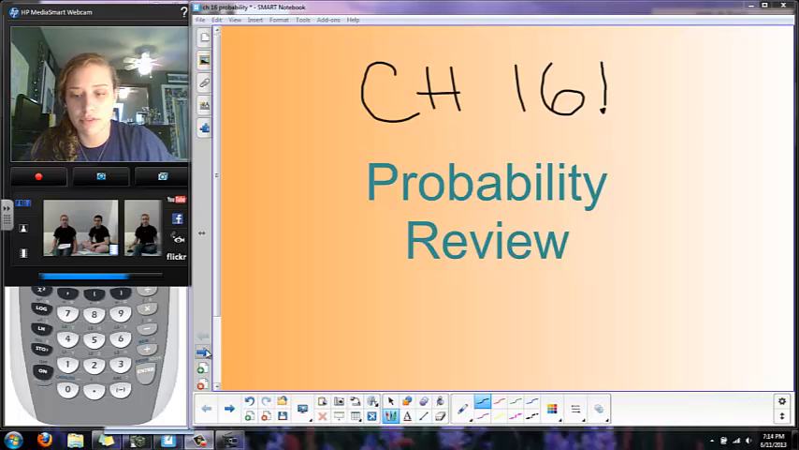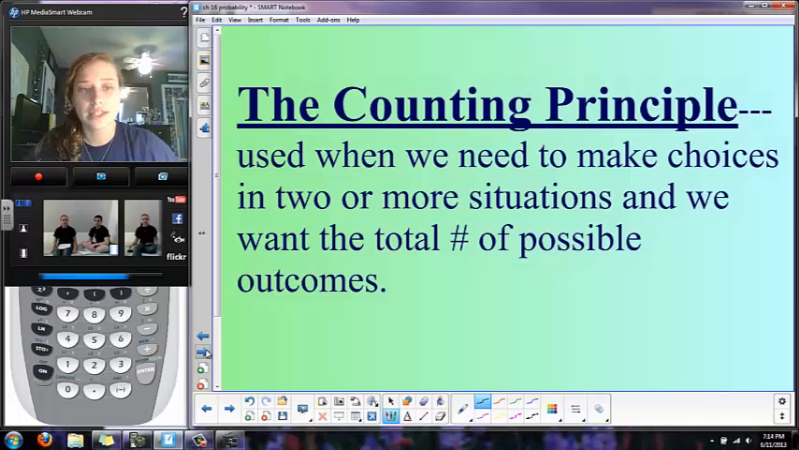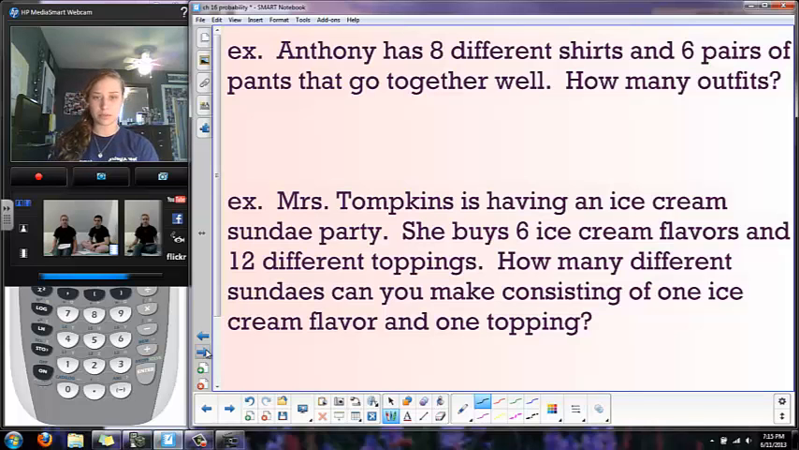Let's see what we have for Ms. Tompkins. The counting principle. Okay, so the counting principle is something that's really easy. It's used when we need to make choices in 2 or more situations and we want the total number of possible outcomes. So let's think about this in terms of outfits, or if you want to go out on a date, you can use the counting principle for those kinds of things.